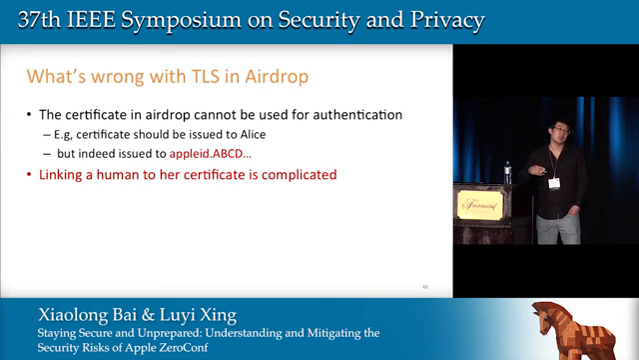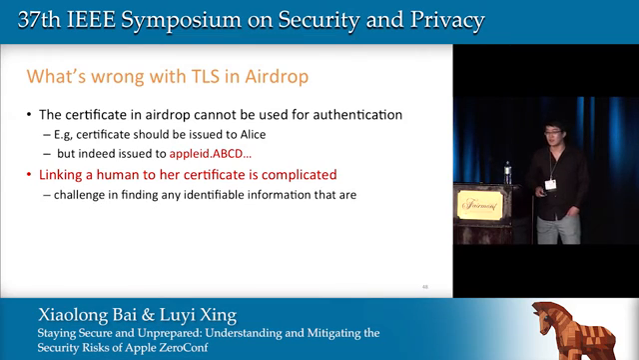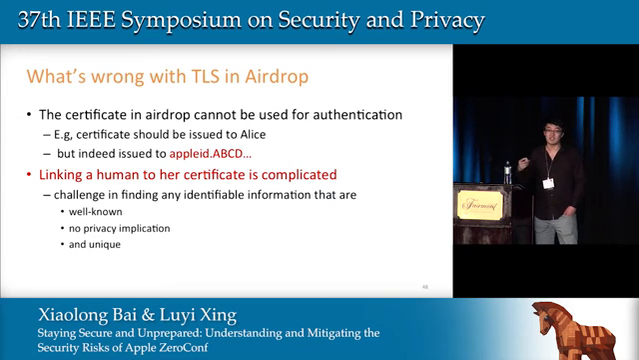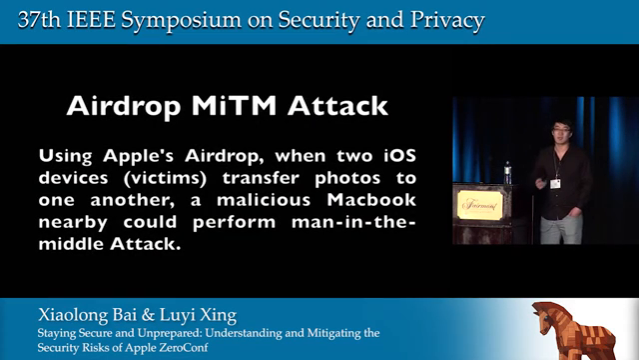Actually, as discovered in our research, we find that this is a fundamental problem, that linking a human to her certificate is complicated. There's a challenge in finding any identifiable information that is well-known, no privacy concern, and unique. The name can be duplicated. Date of birth, social security, email, all have privacy concern. And Apple still didn't find a good solution. This is what they did. And we believe this is still an open question, and we made our attempt in our paper to address it.